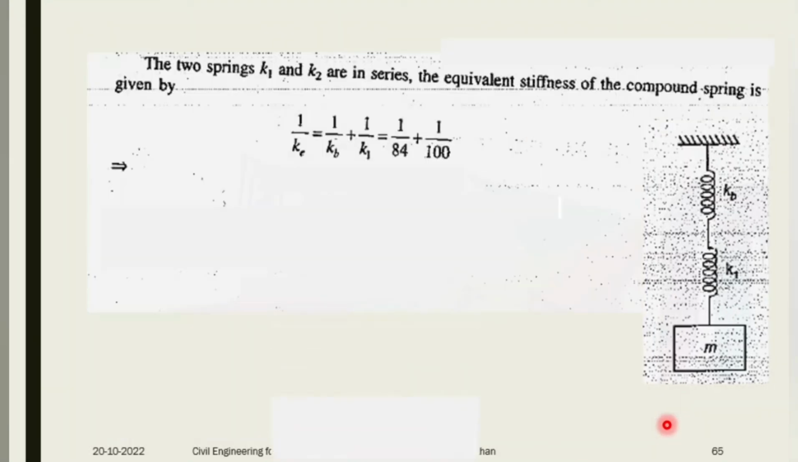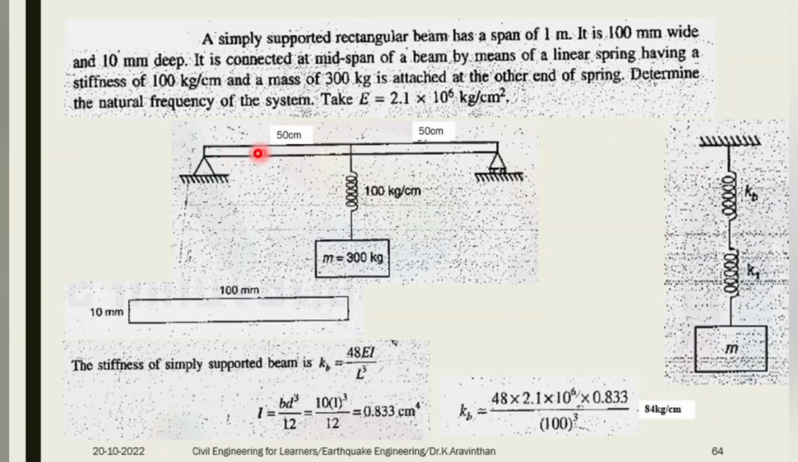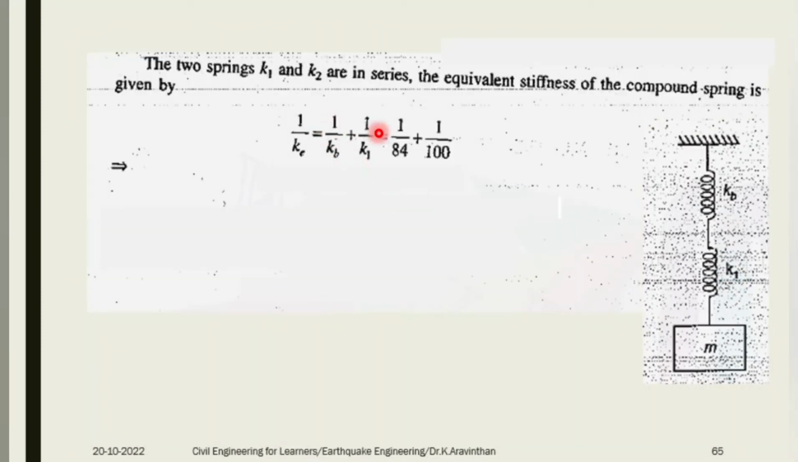You have this value. Then your beam is like this, you have one stiffness and below that another stiffness is connected. So your system will be like this, one below the other. This is a series connection. So what is KB? KB is the stiffness of the beam. K1 is the stiffness given in the problem, 100 kg per centimeter. So you have to divide: 1 by KB is 84, 1 by K1 is 100. What will be your answer? You got 45.65 kg per centimeter.